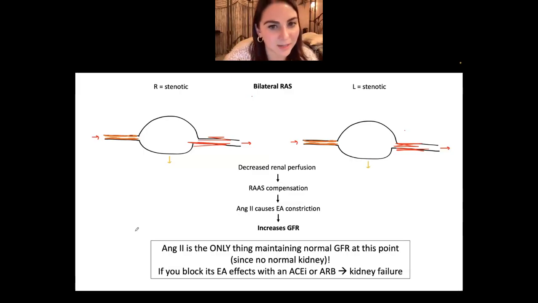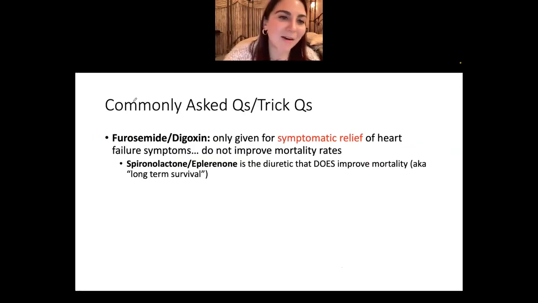ACE inhibitor or an ARB. Okay, it makes sense. So see, it's not all that bad, but that's a commonly asked question. This is a classic trick question. So this is kind of what we were mentioning earlier. Loop diuretics, also digoxin. People always get this wrong.